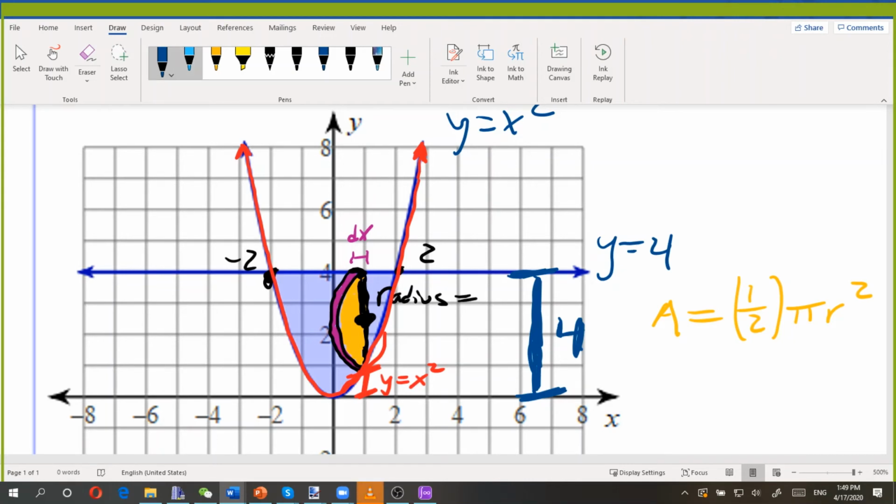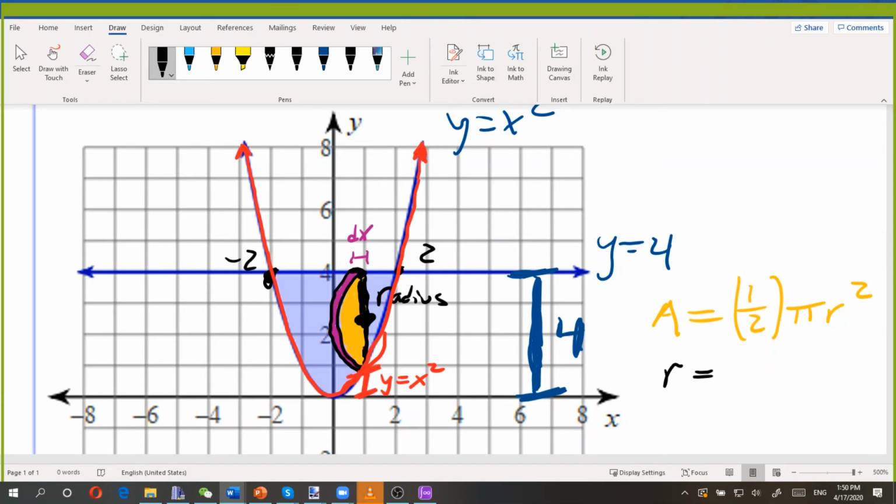So what would the radius be then? Right now you've told me the diameter of our semicircle, so that's from top to bottom, is 4 minus x squared. If the diameter is 4 minus x squared, then what would the radius be? 4 minus x squared over 2. Perfect.